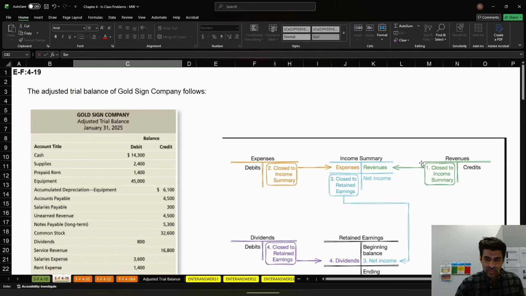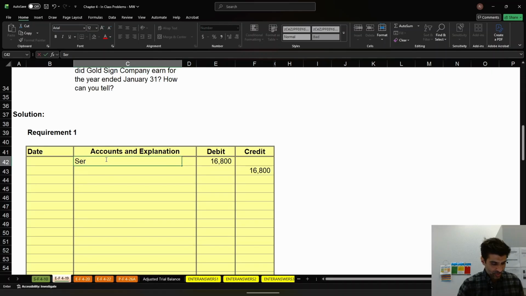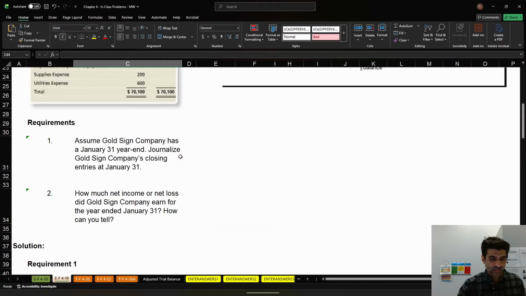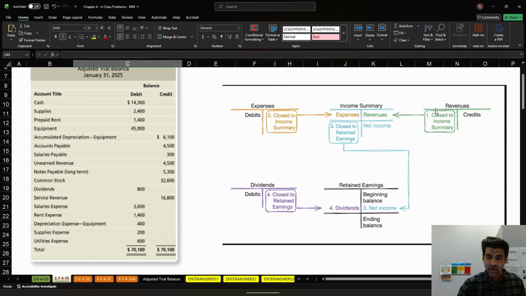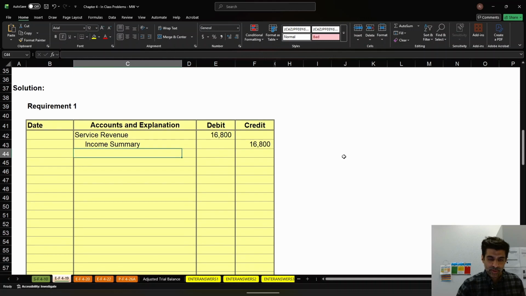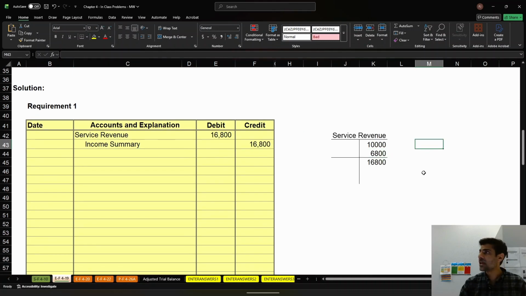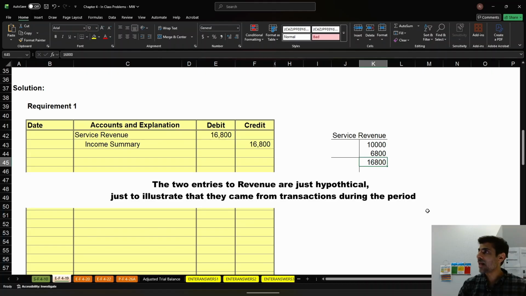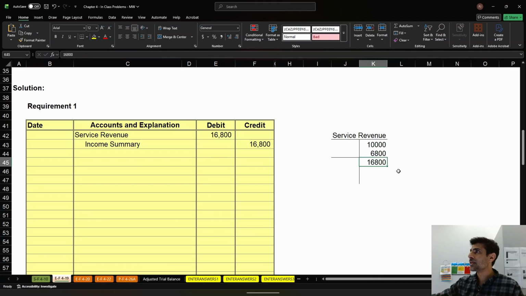Okay, so look, this first one: revenue, debit; credit, income summary. So service revenue, debit; income summary is the name of the account. This is the first one. I've just done green, where I had a debit here, credit here. Just to be clear, this is what happened in my period. I generated revenue 2 times and I had this balance. This 16,800 is how much I showed in my income statement. Do we agree?